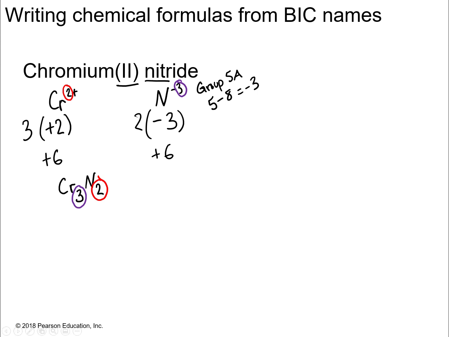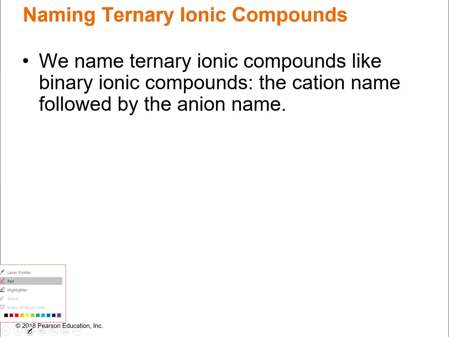This is probably the trickiest type to write a chemical formula for. But if you take your time and you use the same methodology every time, with practice, it will become very easy. Let's move on to ternary ionic compounds. It's still the same general process where you name the cation and then the anion.